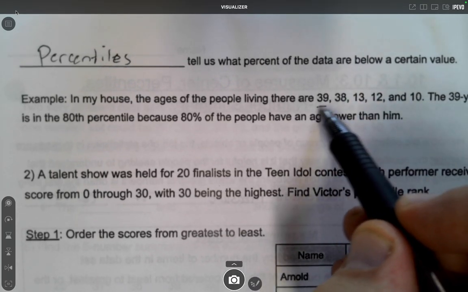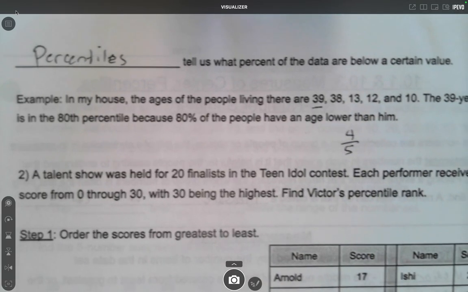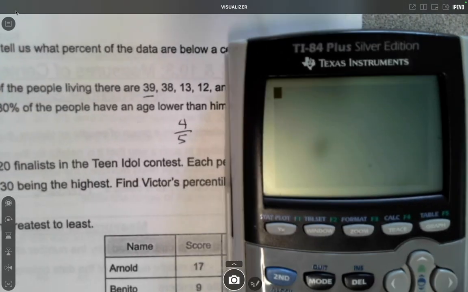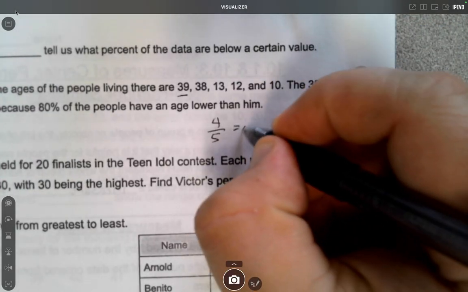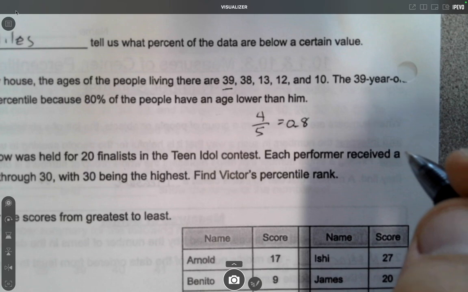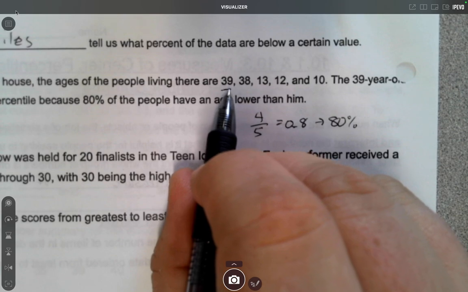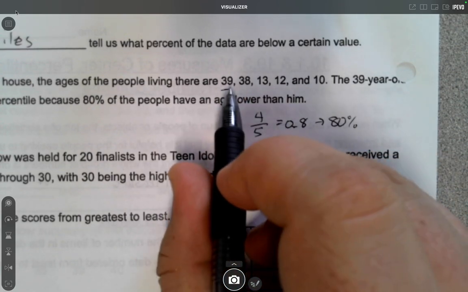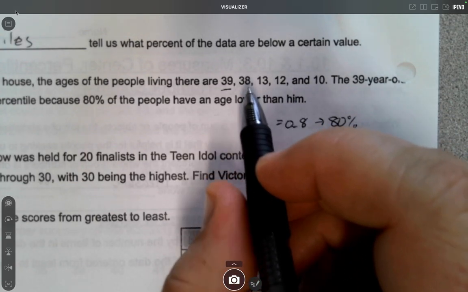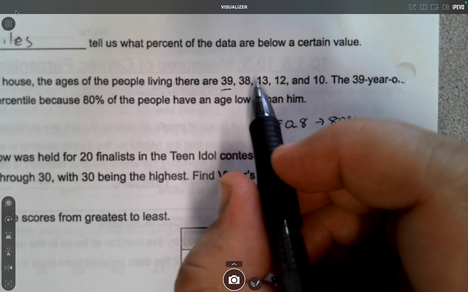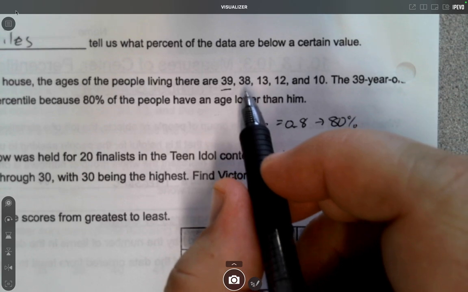So if you think about it, the 39-year-old, there's 5 people total, and 4 out of the 5, 0.8 or 80%, are younger than the 39-year-old. So the age for this person puts them in the 80th percentile. 80% of the people in this house are younger than him. If I was looking at Mrs. Lynn, the 38-year-old at the time, 3 out of 5 or 60% were younger than her, so she'd be in the 60th percentile.